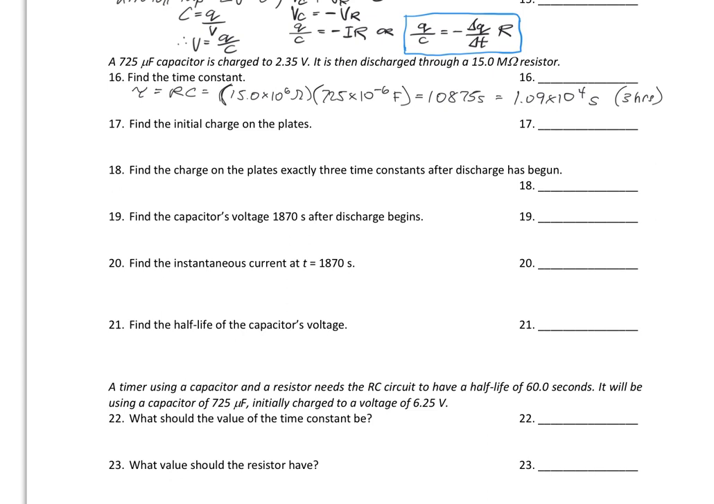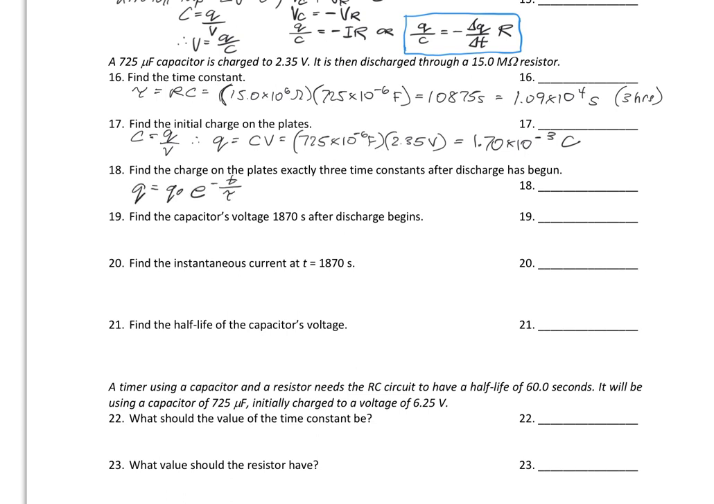And then we're looking for the initial charge on the plates, or the Q that was on the charged capacitor. So C is Q over V. So we get 1.7 times 10 to the negative 3 coulombs, or maybe 1700 microcoulombs for the charge on the plates. Find the charge exactly 3 time constants after the discharge has begun.